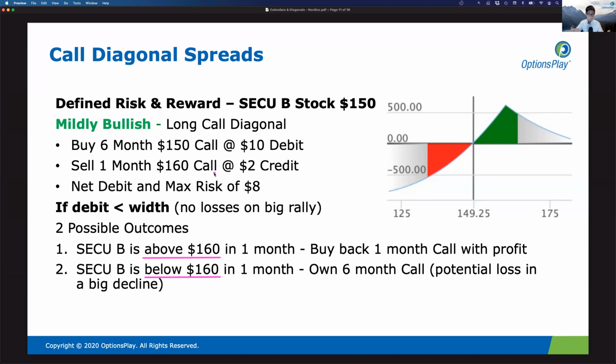If it's above that strike price, similar to a covered call, if you still have that long-term bullish view, just like if you are replacing that stock, if you have a covered call position, you want to buy back that call option and maybe sell another call option.